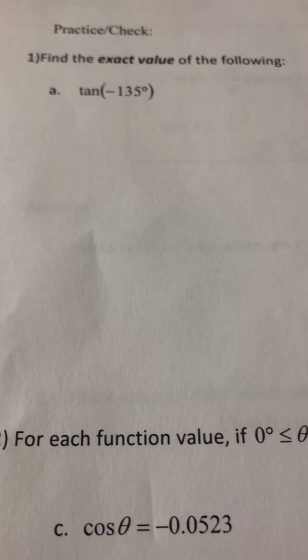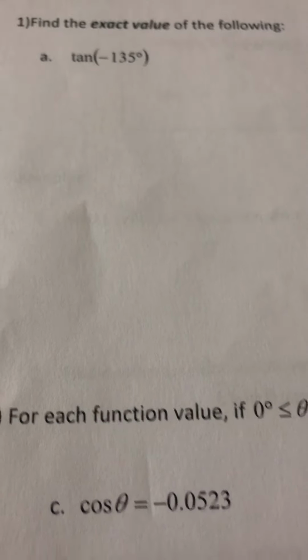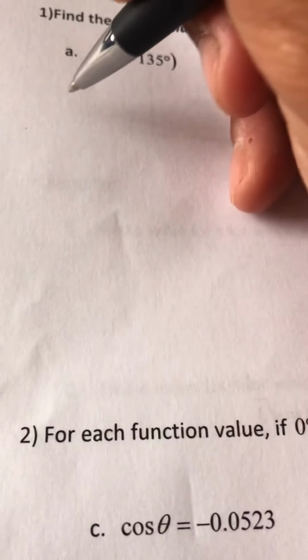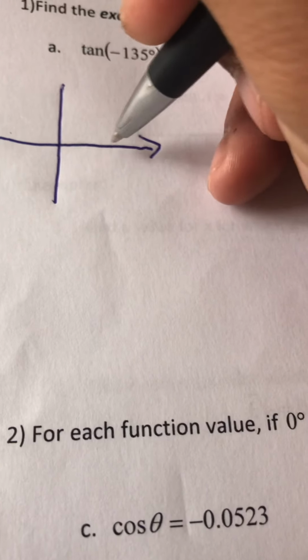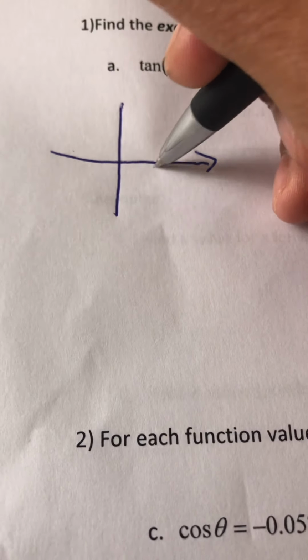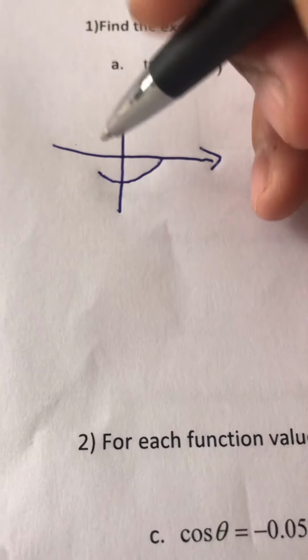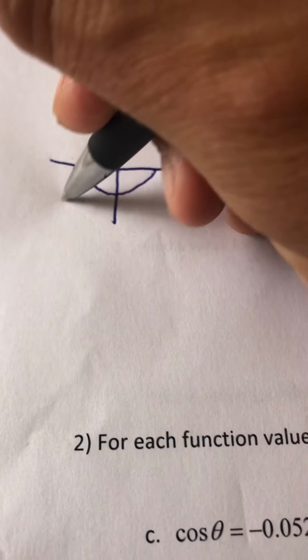So we have the tangent of negative 135 degrees. The first thing we want to do is draw a picture of where negative 135 degrees would terminate. So this would go here, it's negative 90. It would be somewhere in the third quadrant.